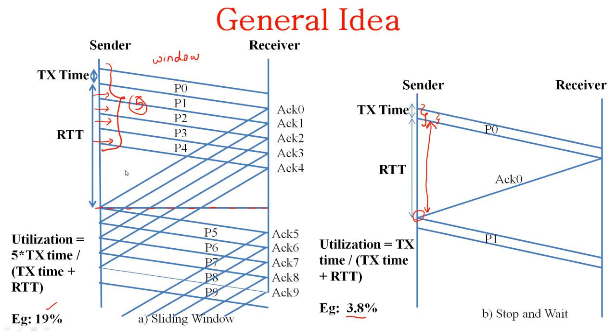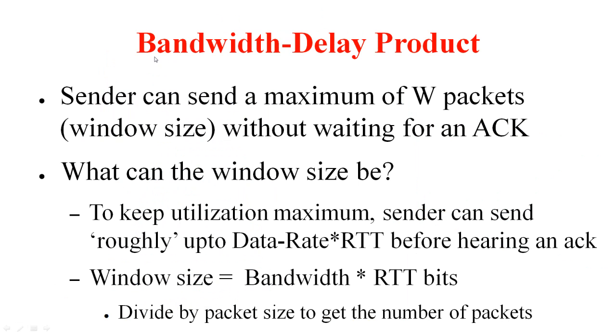So if I set this window equal to 5, my utilization became 5 times. Does it mean that if I set it to 1000, my utilization will become 1000 times? In other words, what should your window size be such that you make the best use of the link bandwidth? There is a term called bandwidth delay product that captures this. In sliding window protocols, a sender can send a maximum of W packets without waiting for an acknowledgement, and we are answering the question, what can this window size be?